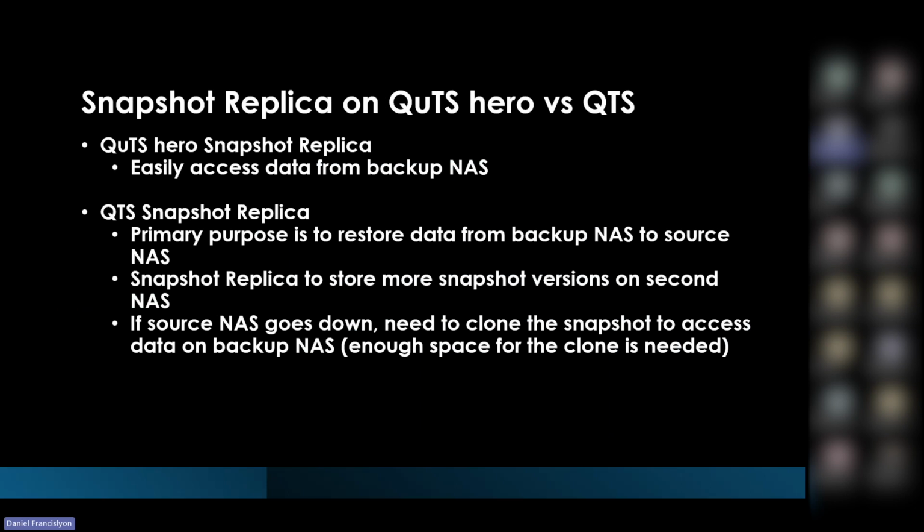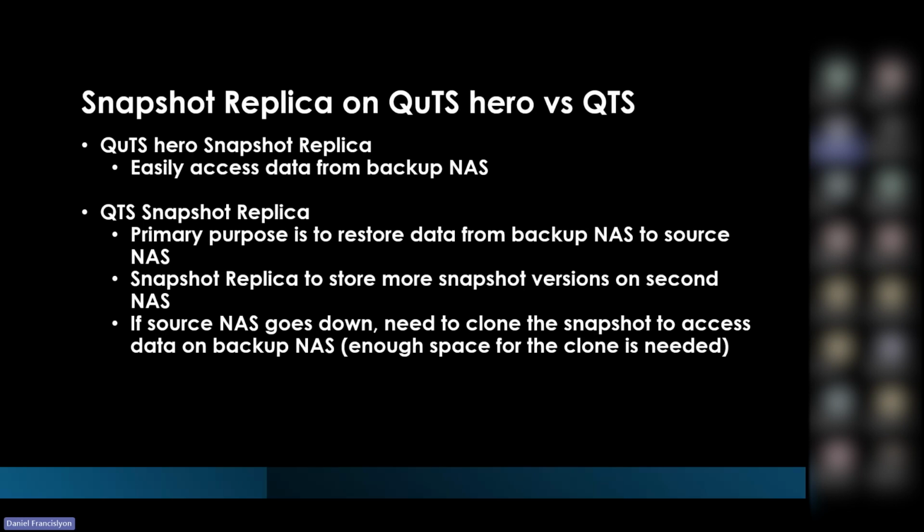So Snapshot Replica is different on QTS versus QuTS hero. On QuTS hero, you have your share folder or LUN replicated to the other NAS, and that Snapshot Replica on the other NAS is very easy to access. You can view your files, browse your files, read all your files. So it's great for disaster recovery because if NAS A dies, you can just open up your snapshot replica on NAS B and access your files.